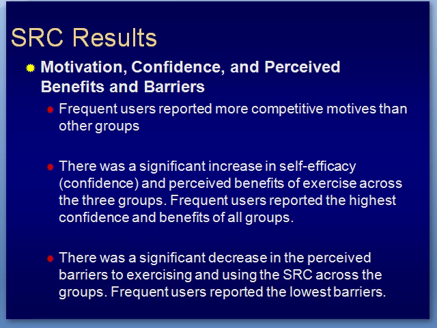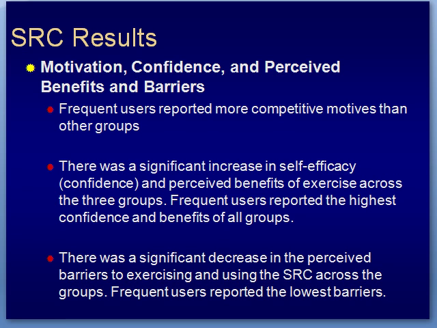A couple more results related to motivation and confidence. The frequent users had a balance of motives. So you might remember from your 272 class, task and ego motives. The frequent users had both. So they had task motives in the sense they wanted to improve themselves, but they're also competing against other people they saw in there. They wanted to look better, they wanted to go faster, they wanted to go longer on the Stairmaster.